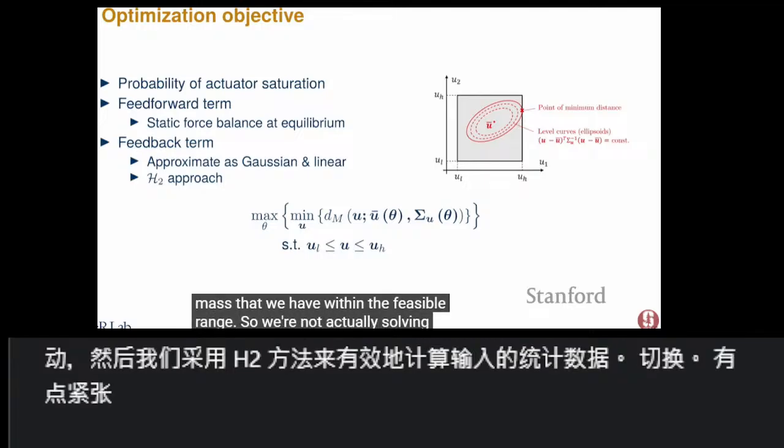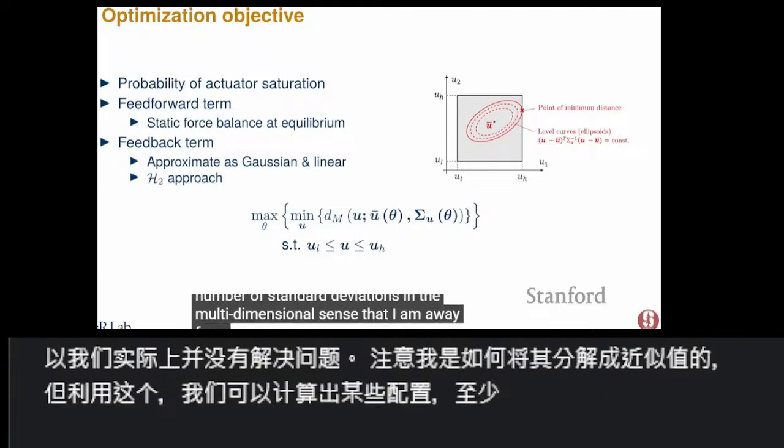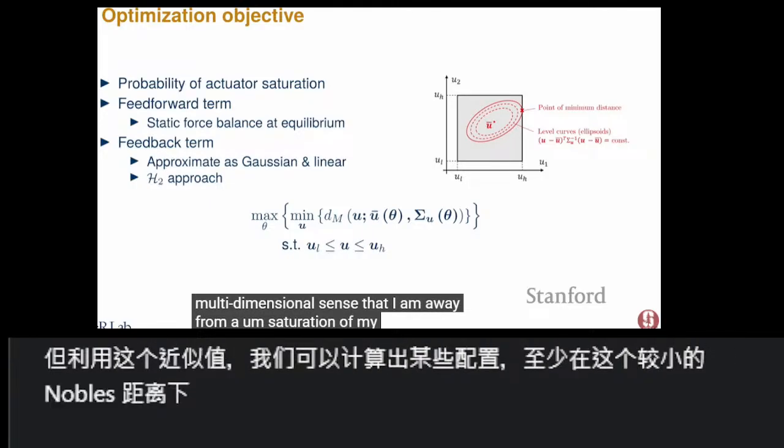So we're not actually solving the problem. Notice how I'm sort of breaking it into approximations. But using this, we can then calculate for certain configurations, at least with this Mahalanobis distance, what is the smallest number of standard deviations in the multidimensional sense that I am away from a saturation of my actuators.